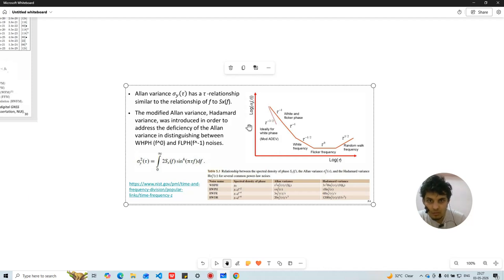Allan variance. The modified Allan variance was introduced to address the deficiency of Allan variance in distinguishing between WPM, FPM, and the other noise types.